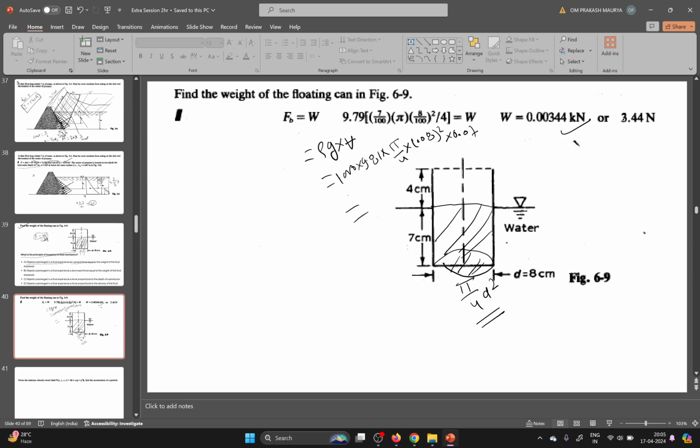And in Newton, definitely this expression will give you the answer in Newton, so 3.44 Newton. So remember, this is a very important question.